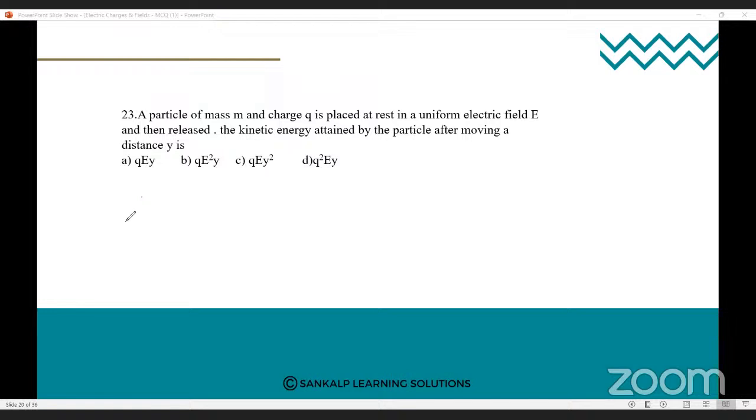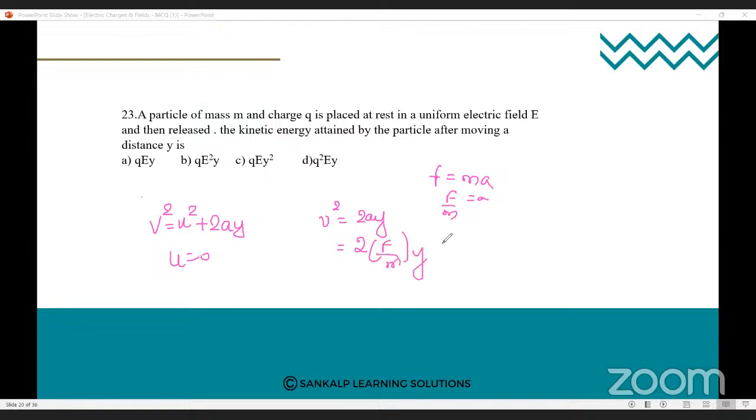See, we know the three equations of motion. In that I'll take v square is equal to u square plus 2as. Instead of s, I'll take y, because distance y is described in the question. Here you can see the first line: it is placed at rest. So when they say it is at rest, the u value will be 0. Then v square is equal to 2ay. Keep the 2 as it is. Force is equal to m into a, therefore a is equal to F by m. Therefore this becomes F by m into y.